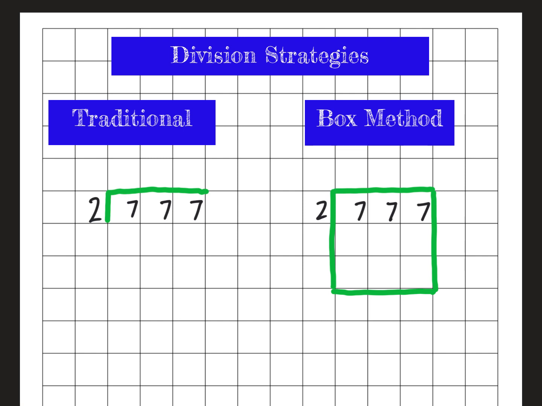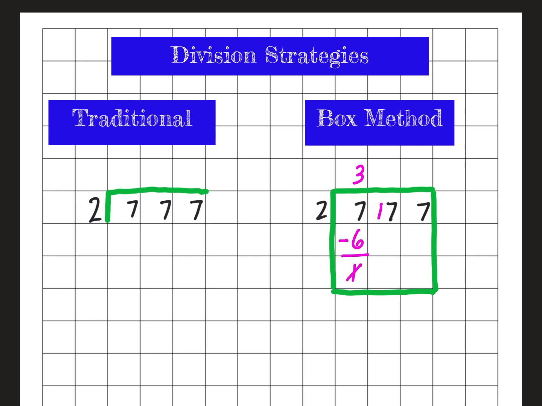Next up, we have 777 divided by 2. I'll actually start with the box method first on this one. And 2 goes into 7. We know 2 times 3 is 6. We subtract and we get 1. And we move that 1 up to the 7. We cross it out down here.